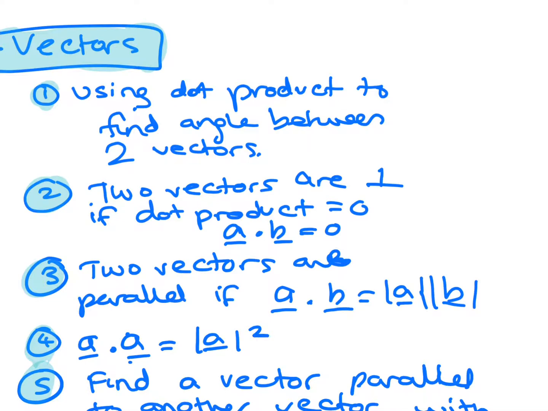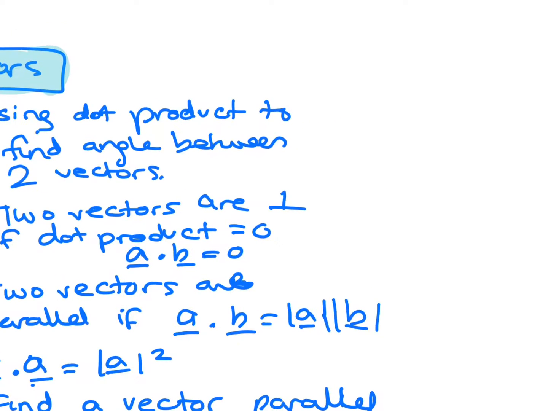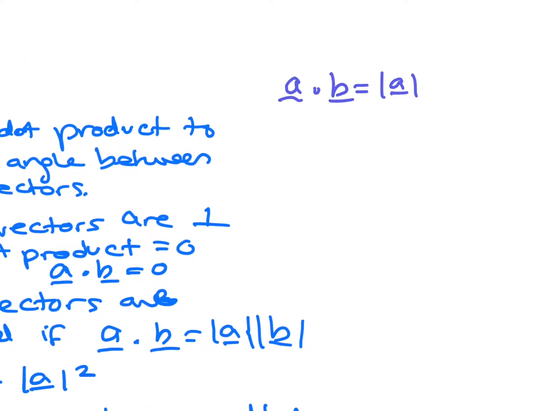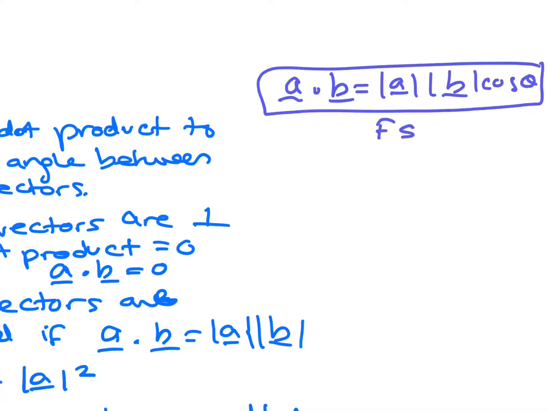Okay, we're just going to look at the dot product first of all to find an angle. So basically, A dot B equals the magnitude of A, the magnitude of B, and then cos theta. That there is on your formula sheet.